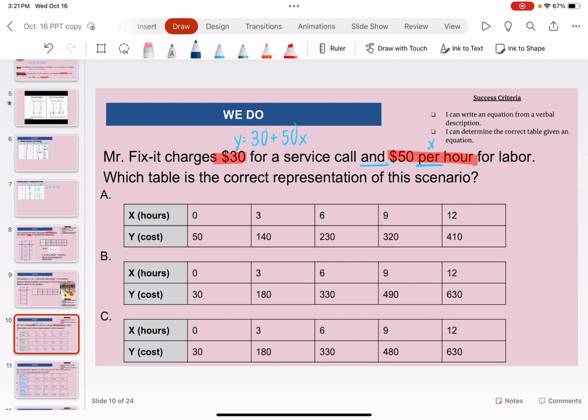So now I'm going to make a vertical table. So x on the left side, y on the right side, and I'm going to use Desmos to do this. So of course I can always plug in. You can see that for all of the tables and the answer choices, they all utilize 0, 3, 6, 9, and 12, right? So I know that my table is also going to have 0, 3, 6, 9, and 12. So we can do what we did earlier in our activity, or for our first we do, where we plugged in the x value into this equation, right? So I would have done 30 plus 50 times 0, 30 plus 50 times 3, 30 plus 50 times 6, 30 plus 50 times 9, and 30 plus 50 times 12.